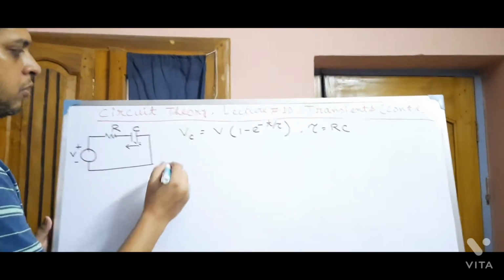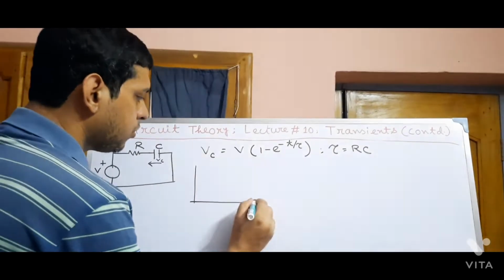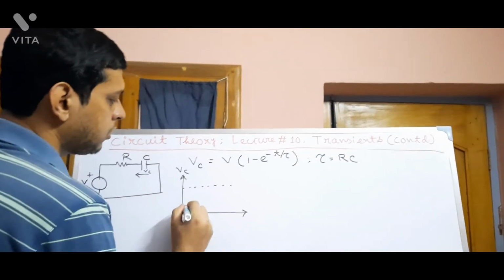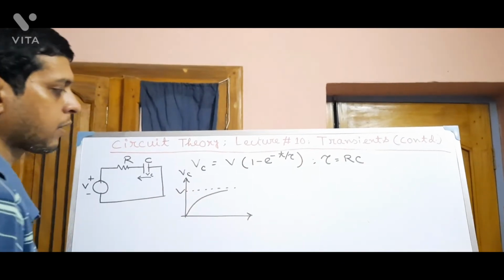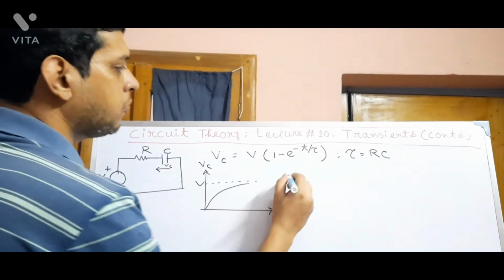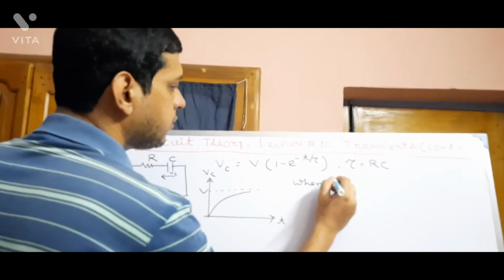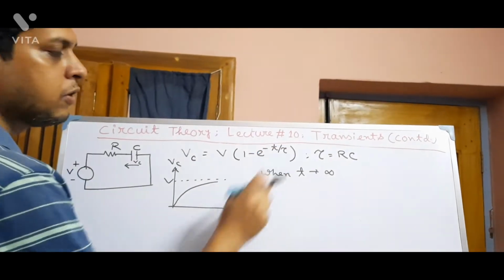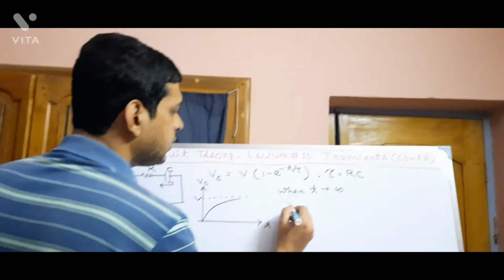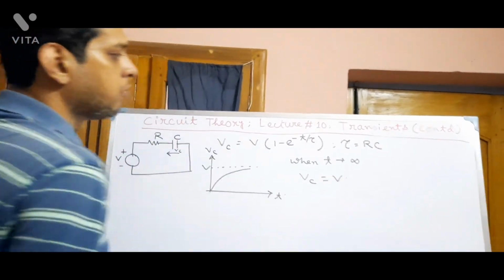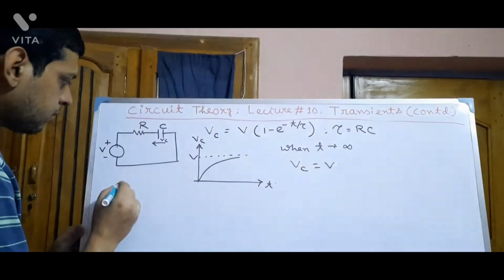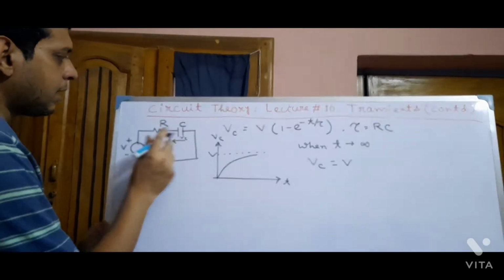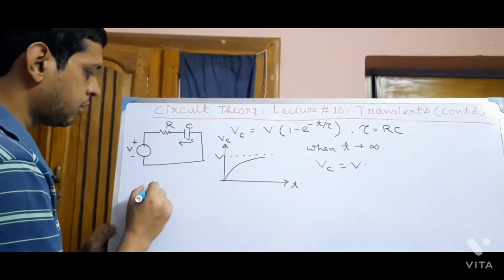Okay, now the plot of Vc will be like this one, okay, with t. Now when t tends to infinity, what will happen? E to the power minus t by infinity will become 0. So Vc equal to V. Vc equal to V means this voltage will appear across the capacitance.